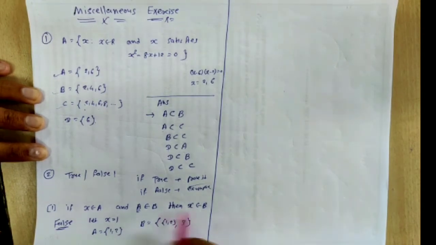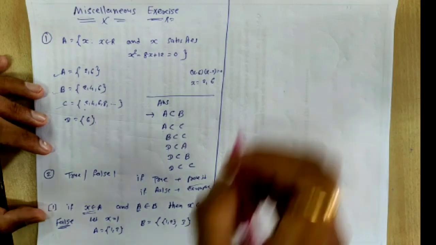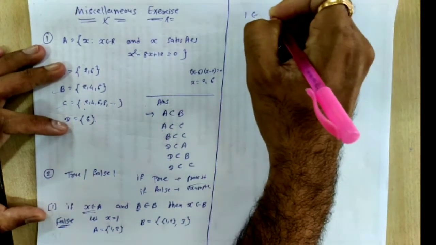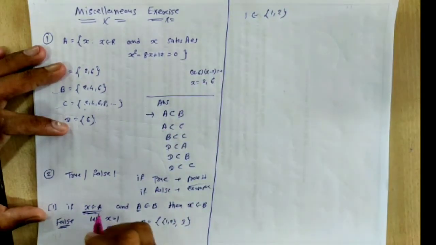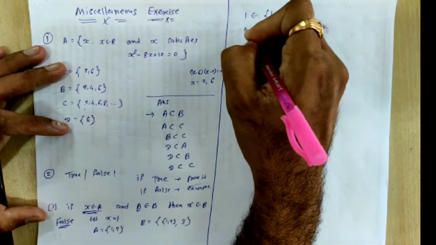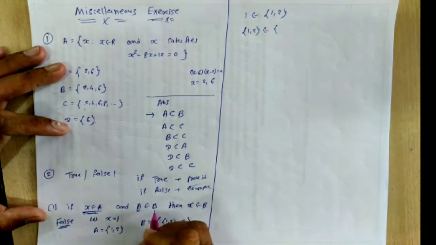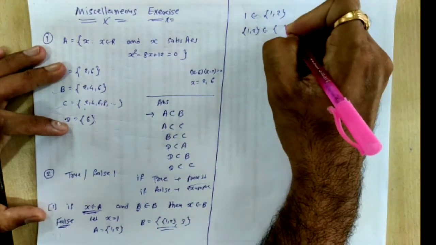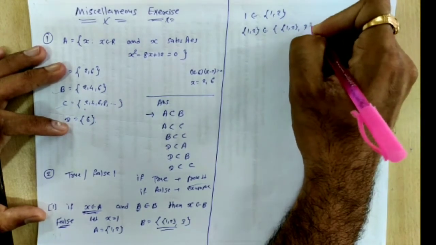Now check this condition over here. First we have to say that X must belong to A. So our X is 1. Yes, 1 belongs to A. This is the first condition. Our X belongs to A. Second condition, A must belong to B. This is our A, so this {1, 2} belongs to B. What is B? It's a set of the set {1, 2} and the number 3.